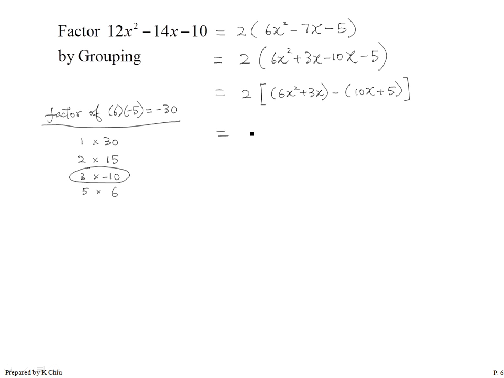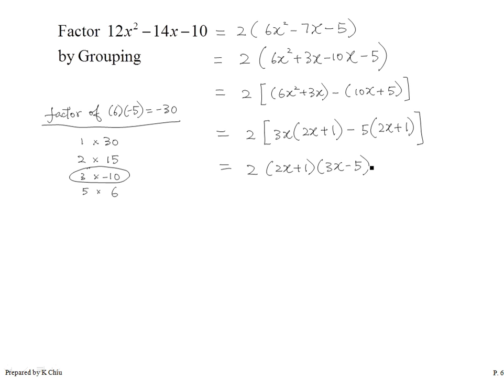And then from the first group, I can factor out the 3x. So I have 3x times 2x plus 1 minus, from the second group, I have 5. So factor out the 5. I have 5 times 2x plus 1, like this. And again, inside the bracket, I have 2 terms. And both of these 2 terms have a common factor of 2x plus 1. So I'm going to factor out the 2x plus 1 times 3x minus 5.